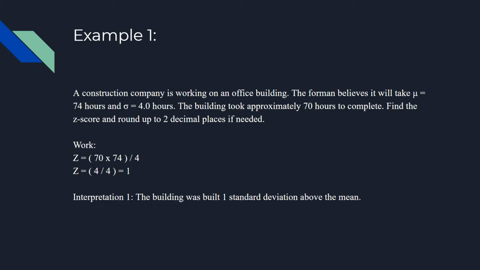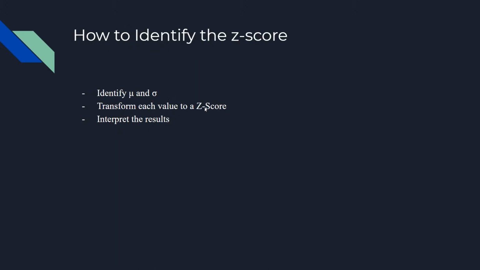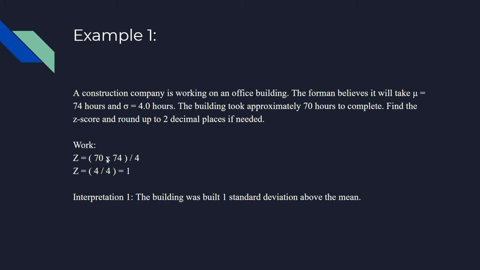Now for the work, I took 70 times 74 because our formula was x minus, or x times, 70, it's minus, I don't know why I put times, ignore that. 70 minus 74 divided by 4. So if we do 70 minus 74, it's negative 4 over 4, and that's equal to negative 1. The interpretation would be the building was built one standard deviation below the mean.